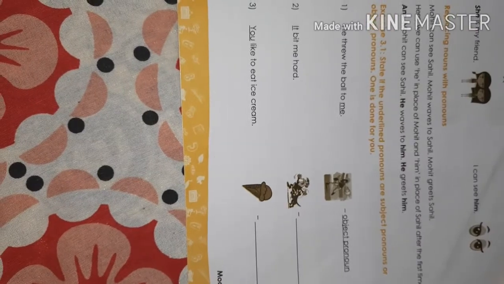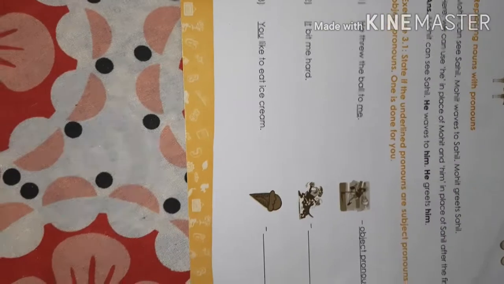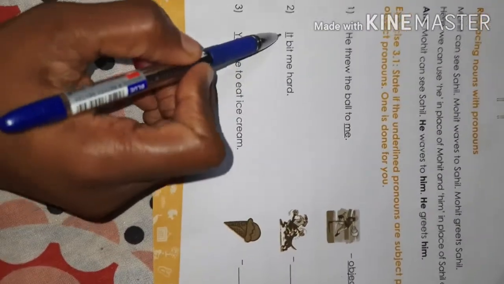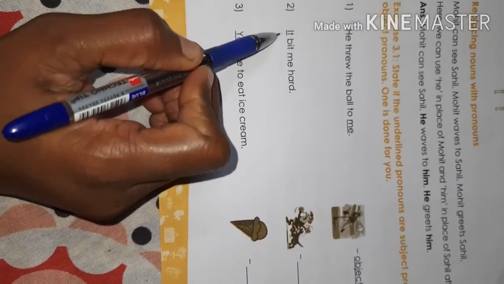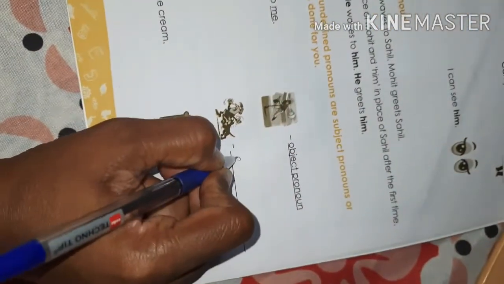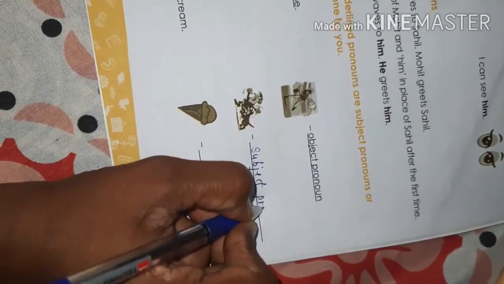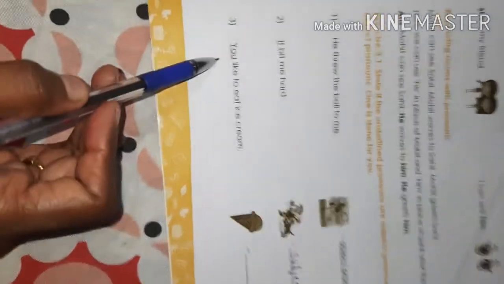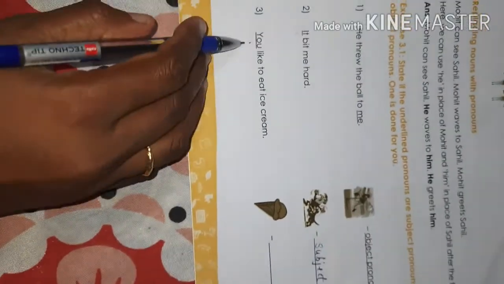Children, let us do exercise 3.1. State if the underlined pronouns are subject pronouns or object pronouns. First one is already done. Second one, it bit me hard. Now here, it is a subject pronoun. Why, children? Because it is a word which is doing an action. So here you will write subject pronoun. The third one, you like to eat ice cream. Here, you is a word which is doing an action. So, it is a subject pronoun.